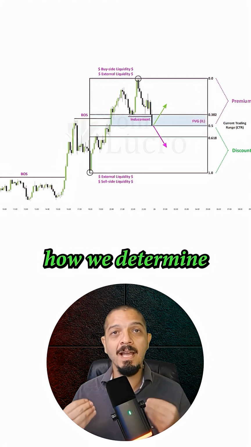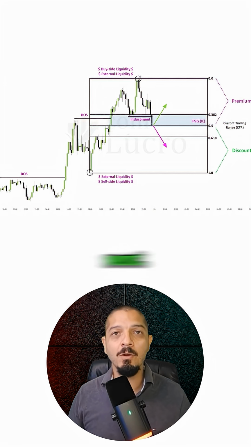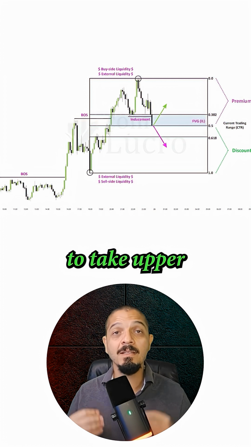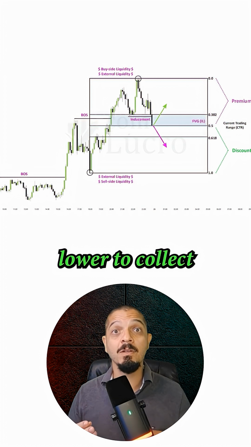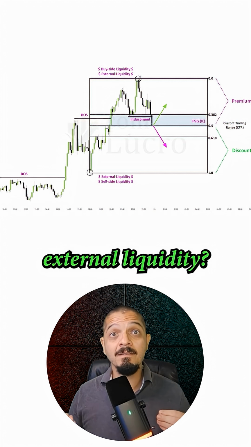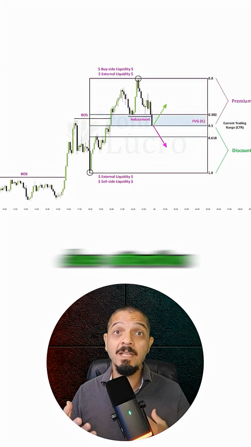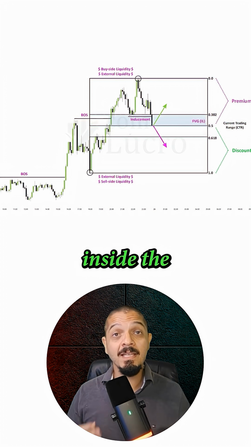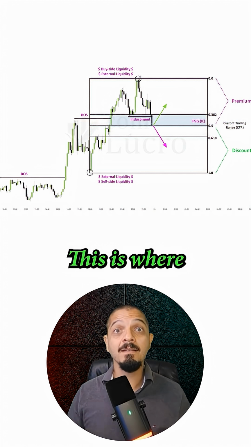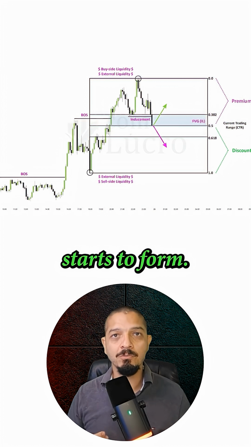You may be wondering how we determine where price is likely to go next. Will it push higher to take upper external liquidity, or will it drop lower to collect lower external liquidity? To answer that, we must pay close attention to how price reacts when it enters fair value gaps inside the trading range. This is where directional clarity starts to form.